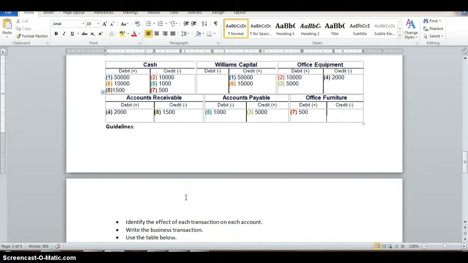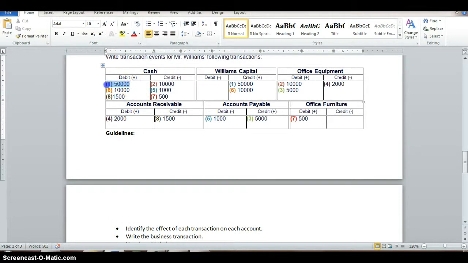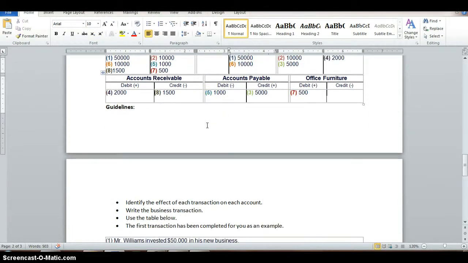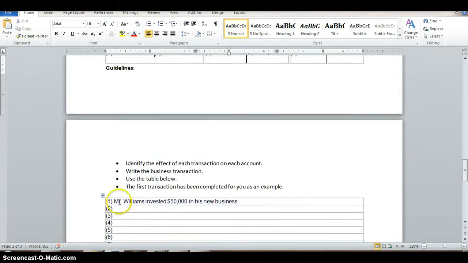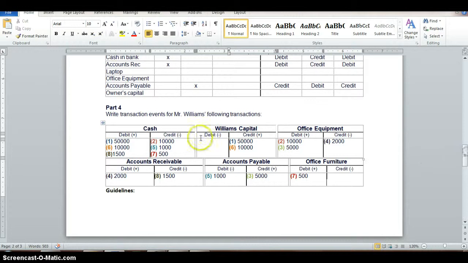Okay, with this part 4, we're looking at the transactions and determining what's going on. So with number 1, I want to find number 1 here and then match it. Okay, here's the other number 1 here. So if my cash is increasing by $50,000 and my owner's capital is increasing by $50,000, what does that tell me? Well, I'm going to put that together and say that Mr. Williams has invested $50,000 into his new business, because I know that those types of transactions usually mean that we're just starting the business and we're making that initial investment.